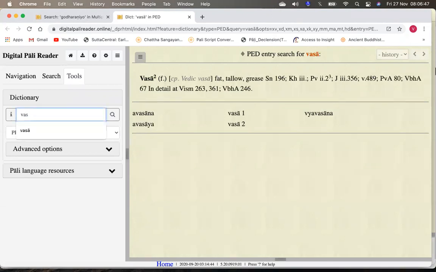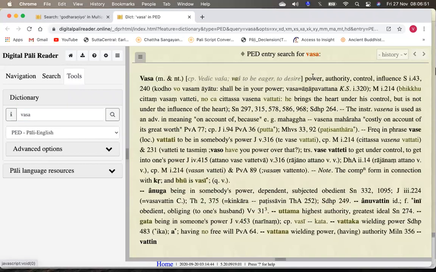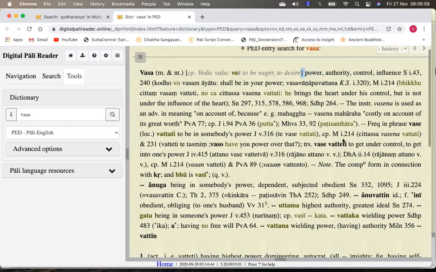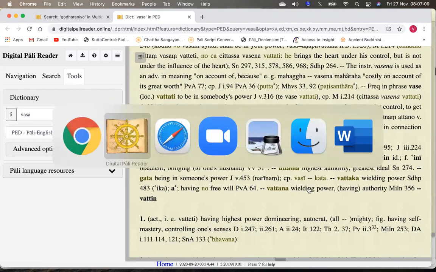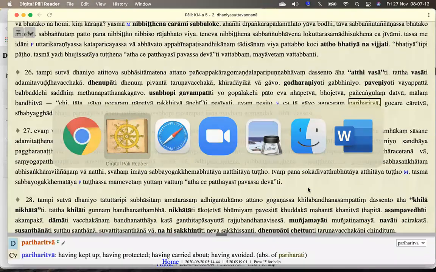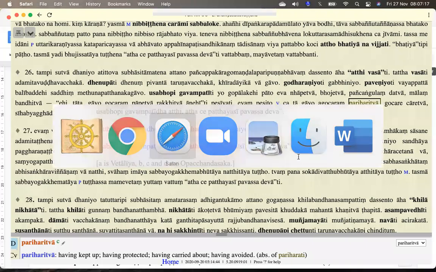And what about "wasa"? "Wasa" is power, authority, control, influence. And the other meaning? Okay, only that one. Because here the meaning of that word in the commentary, the dictionary and the translation is quite opposite. Firstly, I checked that one.